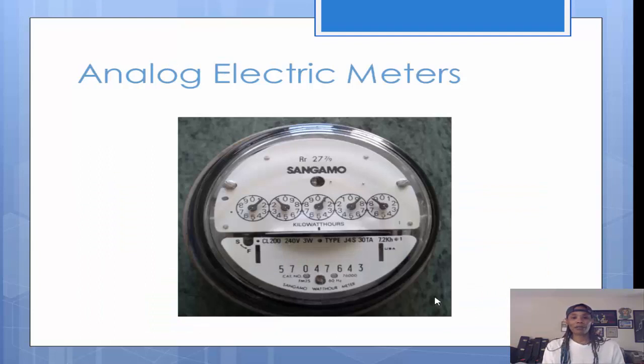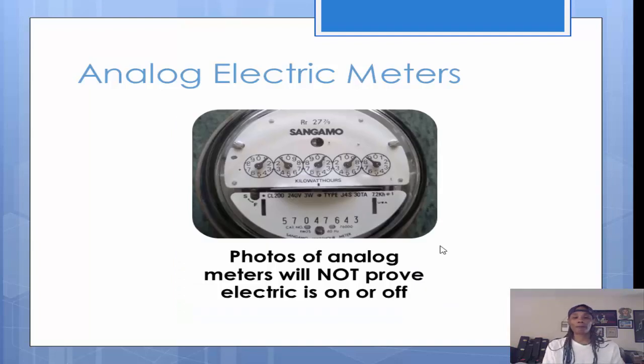All right, analog meters. We talked a little bit about analog meters, but I just wanted to go through this one more time real quick for you. This dial in the middle spins as current is flowing through it. So if that dial in the center is not moving, the electric is off. If it is moving, that means you have an ample amount of supply, electricity going into the house, which indicates that the electric is on.